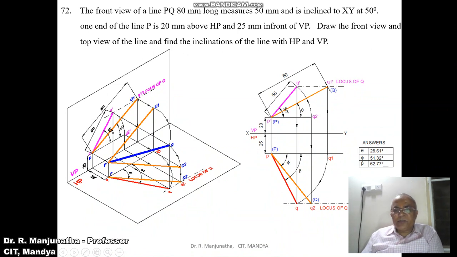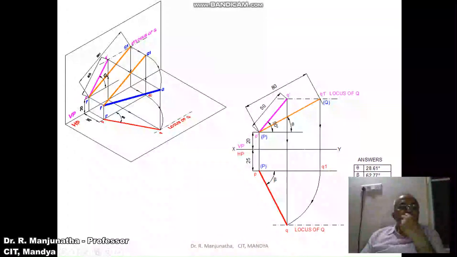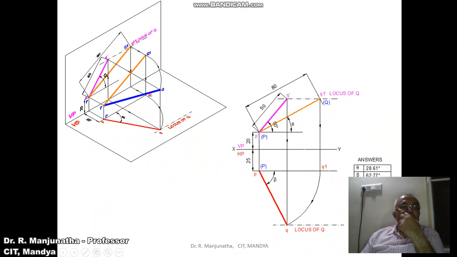So now we will see it step by step. First we have considered the line above HP and in front of VP. So you know the front view angle and we know the front view true length. Once you know the front view and the true length in the front view, you know that this is the line which is parallel to VP, because it is the true length.